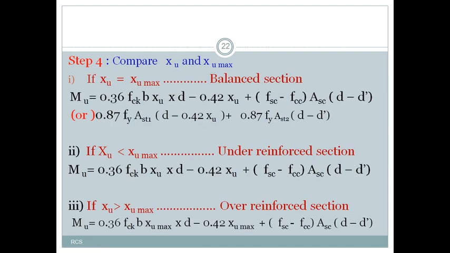After calculating XU and XU max, just compare them. If XU equals XU max, the section will be a balanced section. If XU is less than XU max, it is an under reinforced section. If XU is greater than XU max, it is an over reinforced section. Based on the type of section, we have to calculate the moment of resistance. If it is a balanced section, then we go for either of these two formulas.